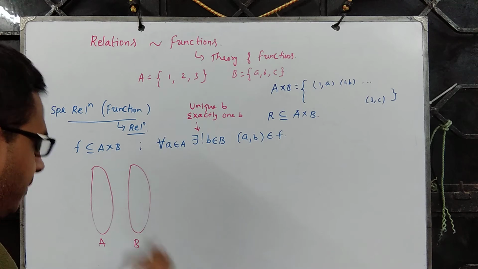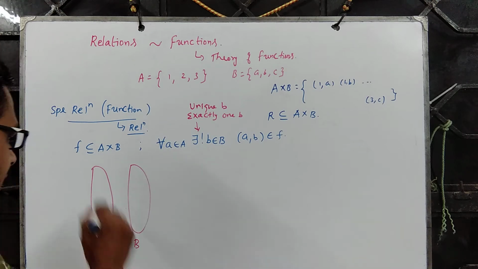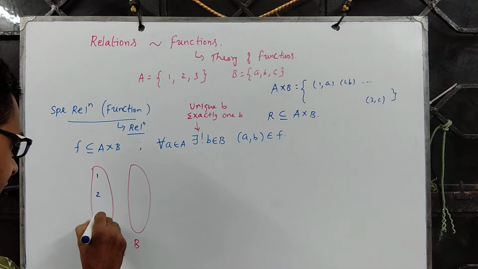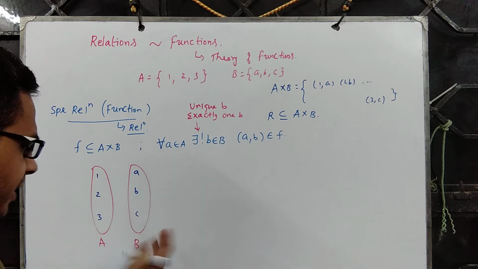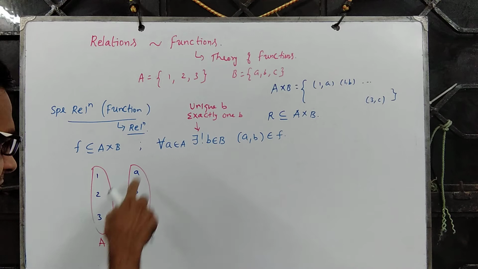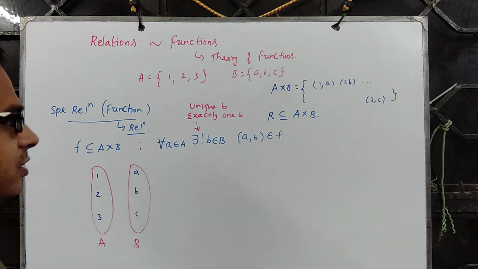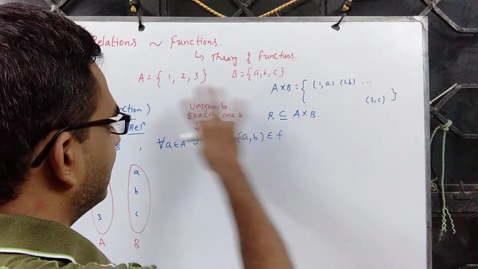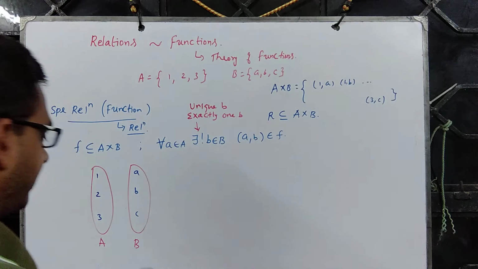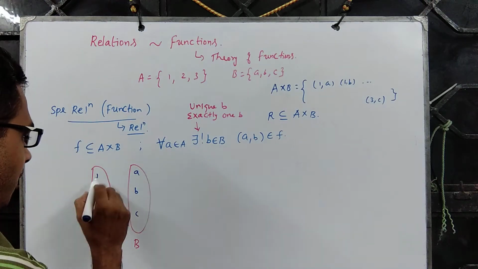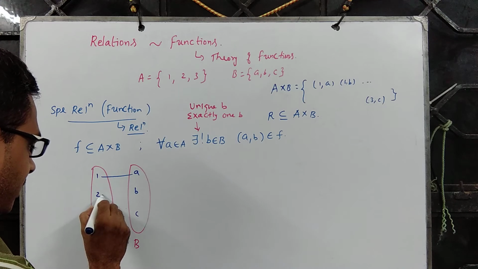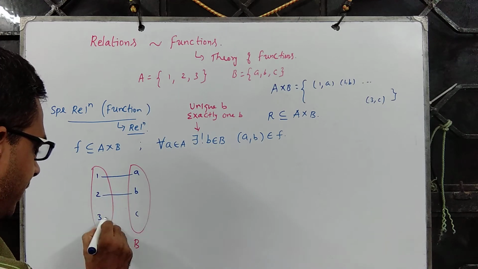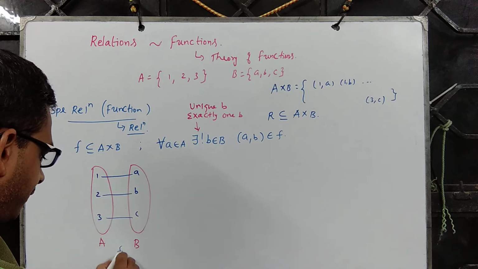You take A and B like this, where A represents 1, 2, 3 and B represents a, b, c. A and B can be the same, so you can have 1, 2, 3 here as well as 1, 2, 3 here. Nothing wrong. We are defining it considering A and B are two arbitrary sets. What it says is, for each element you find exactly one b. So this is an example of a function.